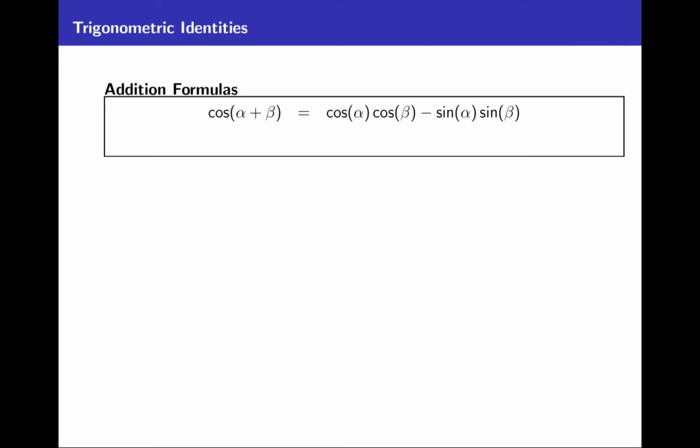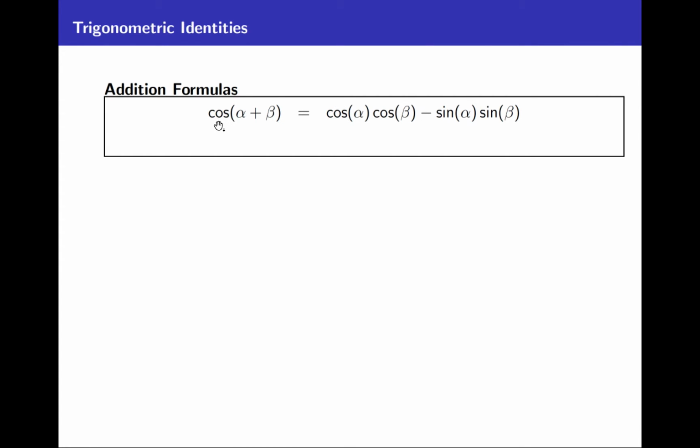You've seen in your previous classes the addition formulas for cosine and sine. If alpha and beta are any angles, then there's a formula for cosine of alpha plus beta. It turns out to be equal to cosine of alpha, cosine of beta, minus sine of alpha, sine of beta. And I'm not going to derive that here. Its derivation is not so bad, but it's a little complex. We're just going to take this as a fact in this course. Hopefully you've seen a derivation of this in your previous courses.